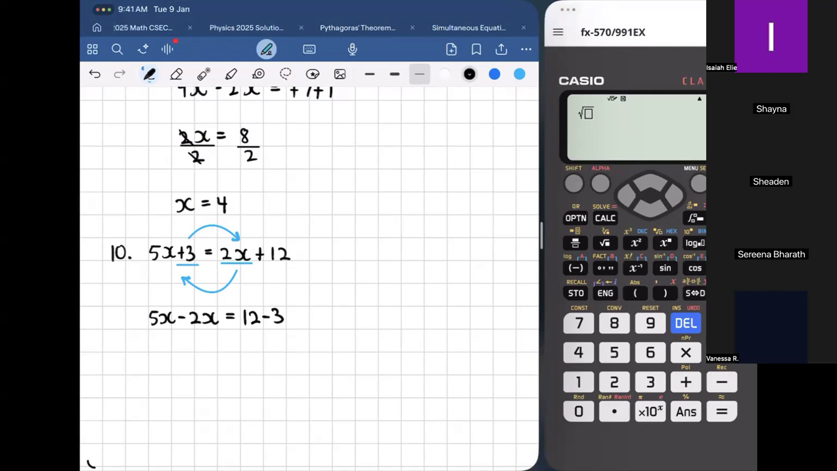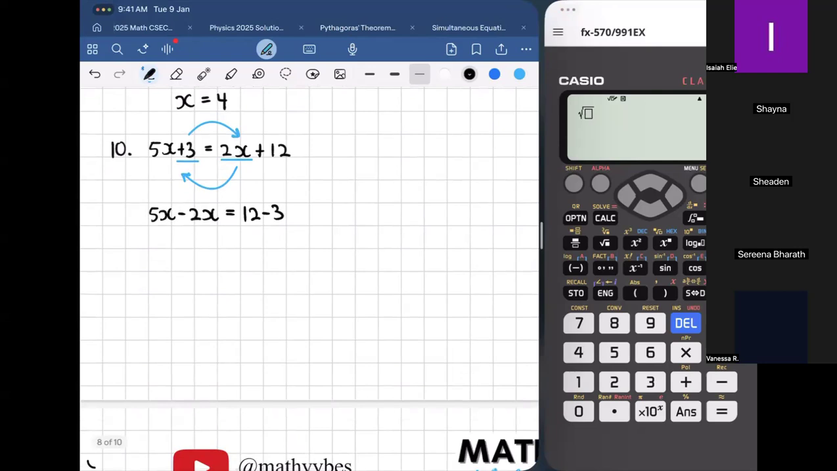You understand? Okay, so Joshua, tell me one time, what is 5x minus 2x? How would 5x minus 2x be? Imagine you have 5x's and you take away 2 of the 5. What would you remain with? 3x. Right? And so you end up with 3x is equal to 12 minus 3, which is 9.